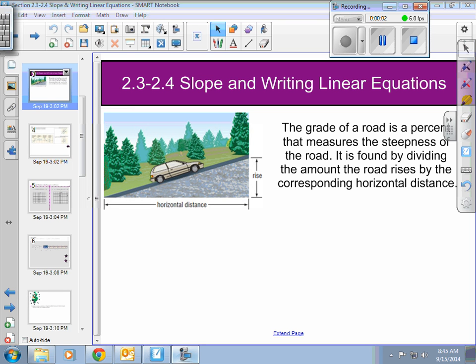Hello class, today we're going to go ahead and start sections 2.3 and 2.4, which is slope and writing linear equations. Your learning target for today is to be able to find slope, rate of change, and write linear equations. So let's go ahead and get started.